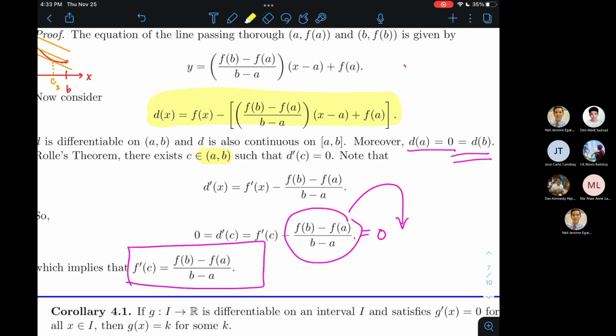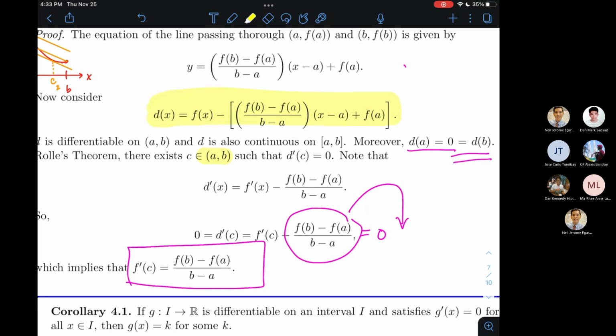A nice question is, does the converse also hold? That is, if I have a function whose derivative is equal to 0 all throughout the interval, does that mean that the function is constant over the entire interval? Okay. That is answered in the affirmative in corollary 4.1.